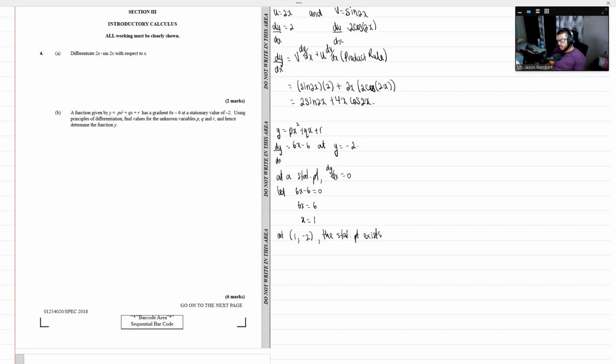So what I can do with this information is plug it into my function, because these are points that will satisfy the function itself, right? So x is 1, y is minus 2. Minus 2 is equal to p into 1 squared plus q into 1 plus r. I have three variables here. So what I can do again is differentiate px squared plus qx plus r and set x is equal to 1. So let's do that instead.